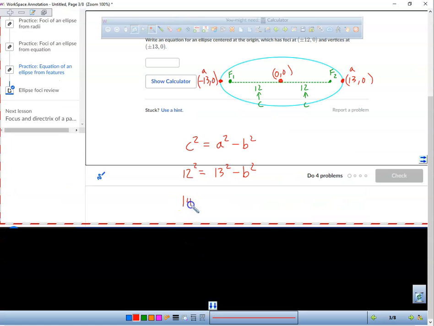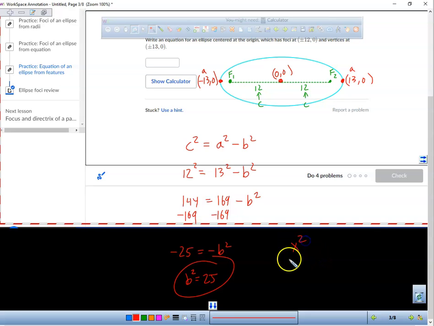So we get 144 equals 169 minus B squared. If I take away 169 from both sides, I get negative 25 equals a negative B squared. After all that work, what is B squared equal to? 25. So we're gonna keep it that way. Now B is equal to plus or minus 5, but we don't need B, we need B squared. So here we go.